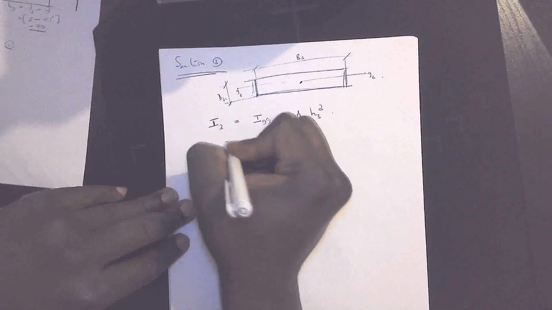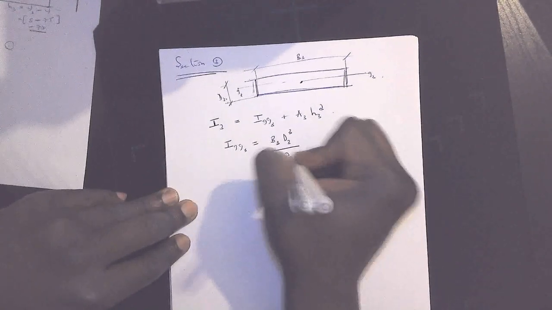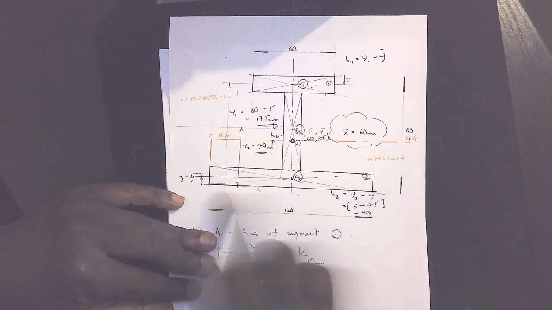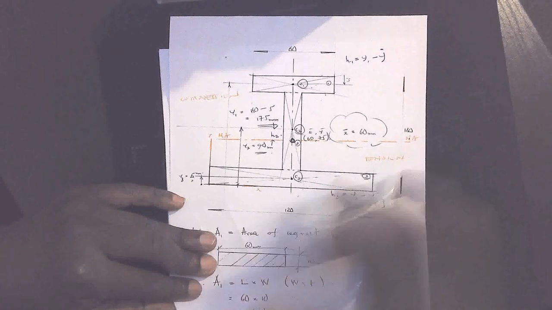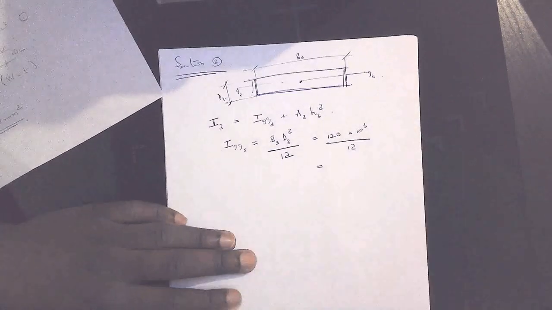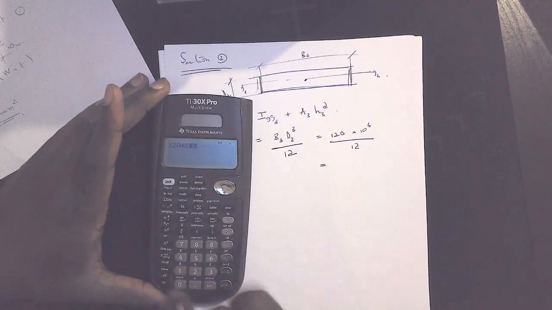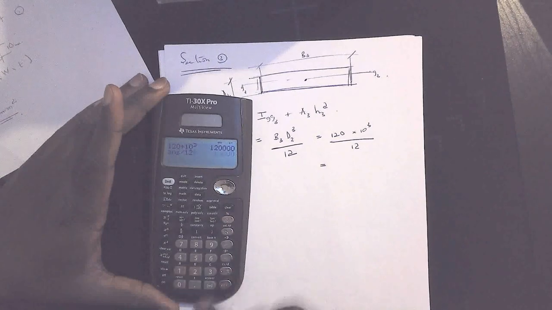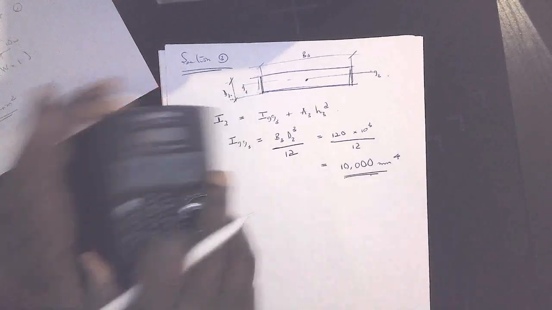So let's work out IGG3. IGG3 is equal to B3 D3 cubed divided by 12. The length of the bottom flange is 120, and the thickness, or the depth if you want to call it that, is equal to 10 millimeters. So we've got 120 times 10 to the power of 3 divided by 12. So let's bring in our calculator. So this would be 120 times 10 cubed, and don't forget this is cubed, as students can easily make mistakes, divided by 12, and that's equal to 10,000. Units are very important, so don't forget the units.